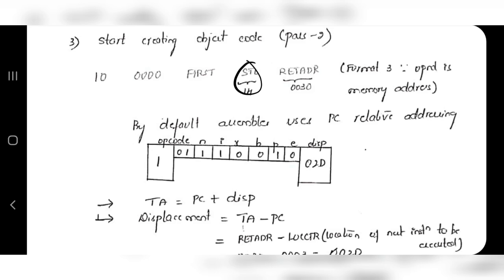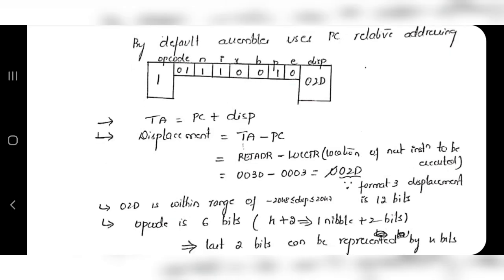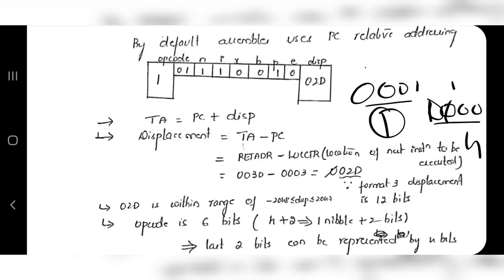So we'll start with this one, 14. What is the opcode for 14? It will be 0001, and for 4 it will be 0100. So 0100 is for 4, and this is for 1. So 1 you will write the same, and for this one you will be removing the last 2 bits. If you remove the last 2 bits, you will be remaining with 01.